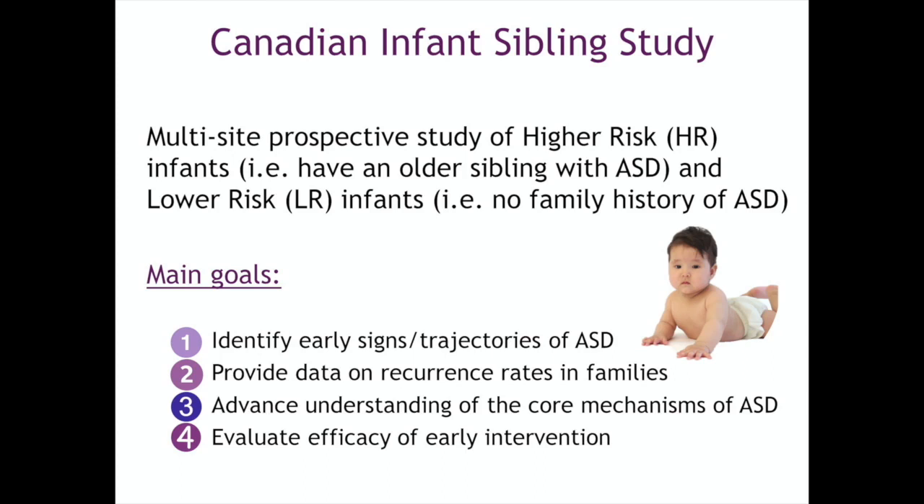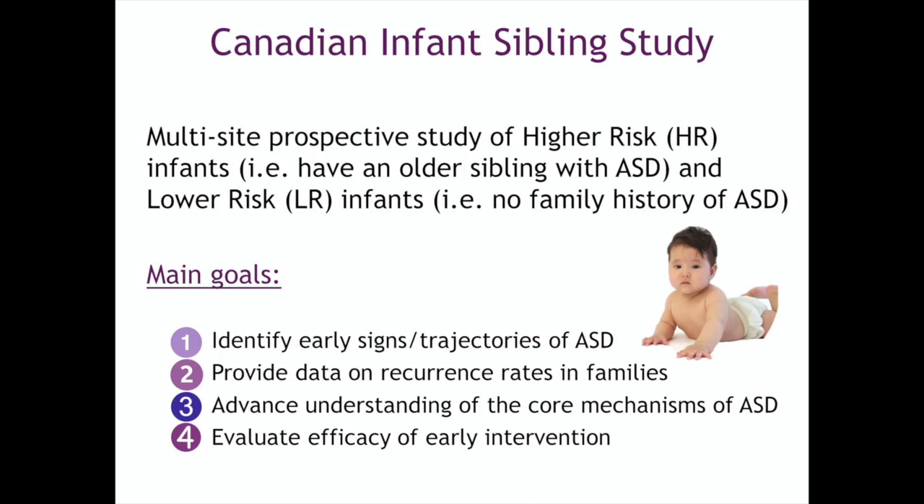So this was the purpose of the Canadian Infant Sibling Study. It's a multi-site study across Canada, of which the Autism Research Center is a part. What we look at is high-risk children, the younger siblings of children diagnosed with autism. We call them higher risk because they're at a higher risk of being diagnosed with autism compared to a community sample of children that don't have a family history of autism, which we call lower risk because they are at the community rate, which is about 1%.